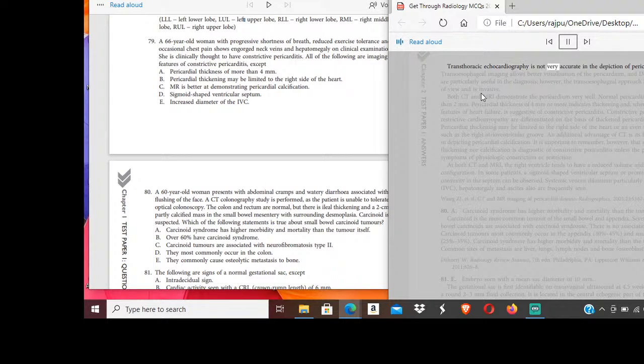Transthoracic echocardiography is not very accurate in the depiction of pericardial thickening. Transesophageal imaging allows better visualization of the pericardium, and Doppler techniques are particularly useful in the diagnosis. However, the transesophageal approach has a narrow field of view and is invasive. Both CT and MRI demonstrate the pericardium very well. Normal pericardial thickness is less than 2 mm.